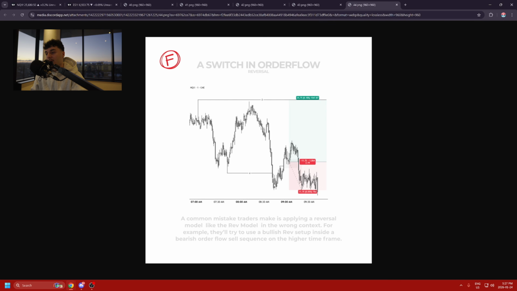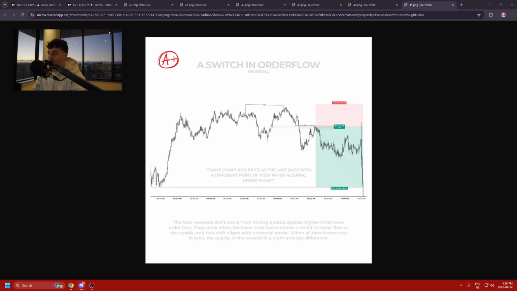A common mistake traders make is applying a reversal model, like the Rev model or the 2022 model, in the wrong context. You'll look for an example like this one right here. They'll try to use a bullish reversal setup inside of a bearish order flow sell sequence on the higher time frame. So the best type of reversals are for you to take when your lower time frame is bearish, but your higher time frame is bullish, which is the rebalance phase. Off of the rebalance phase, you'll look for that reversal model, and those are the ones that usually align. So you want the lower time frame to align with the higher time frame, which obviously should make a lot of sense. How would that look internally here?